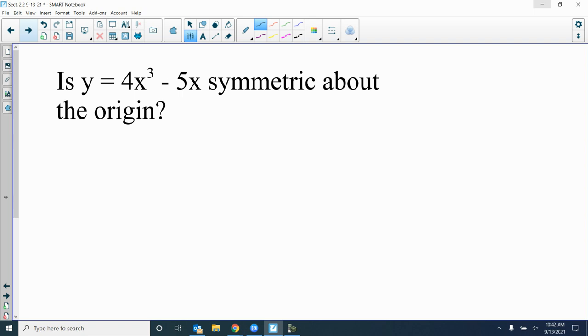Okay, is that the last one on the bottom? Yeah. Okay, and we're just going to attack this with symmetry about the origin. Is y equals 4x cubed minus 5x symmetric about the origin? So what we want to do is replace x with negative x, and replace y with negative y.